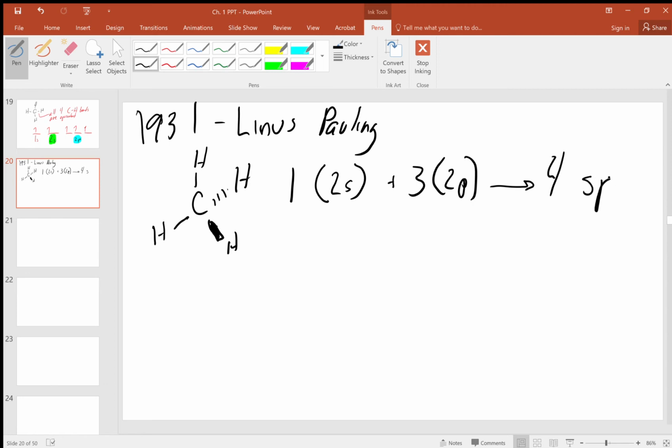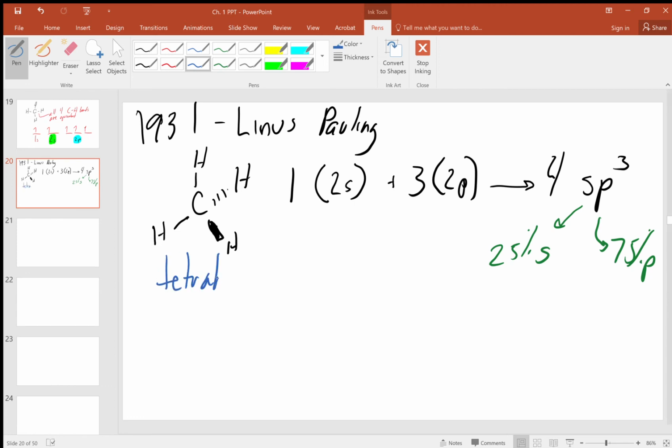And we call those sp3 because they are 25% s and 75% p. And so that leads us to our typical carbon with 4 single bonds. It's tetrahedral with bond angles of 109.5 degrees.